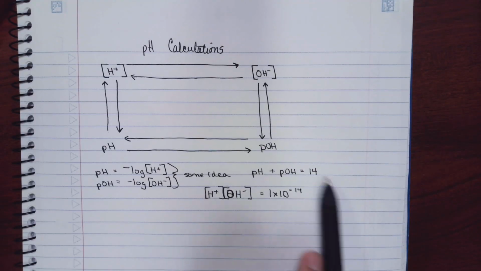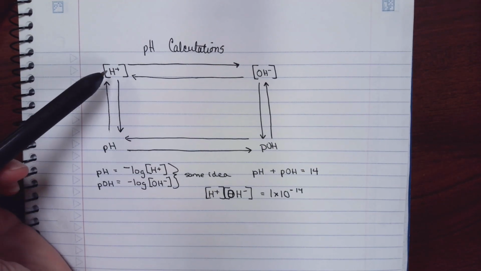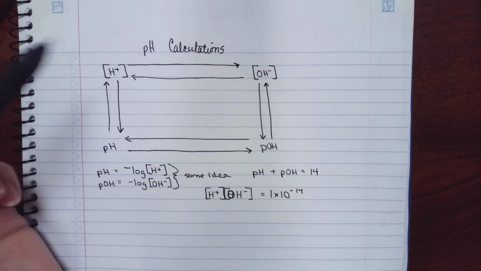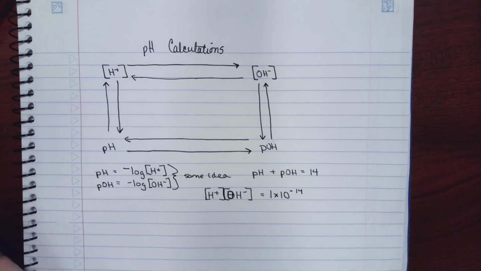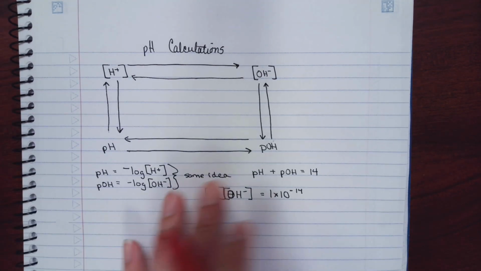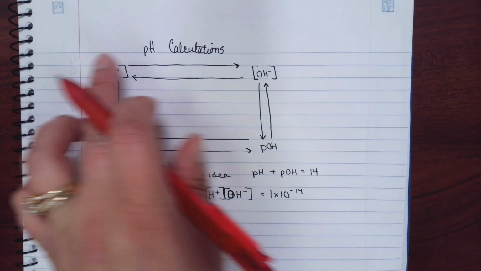So based on essentially these four equations that we have here, we can go from pH to H, we can go from H to OH, we can go from OH to pOH, we can go all the way around this circle, or square if you want to call it that. So let's talk about how to take these relationships and plug them into these directions.